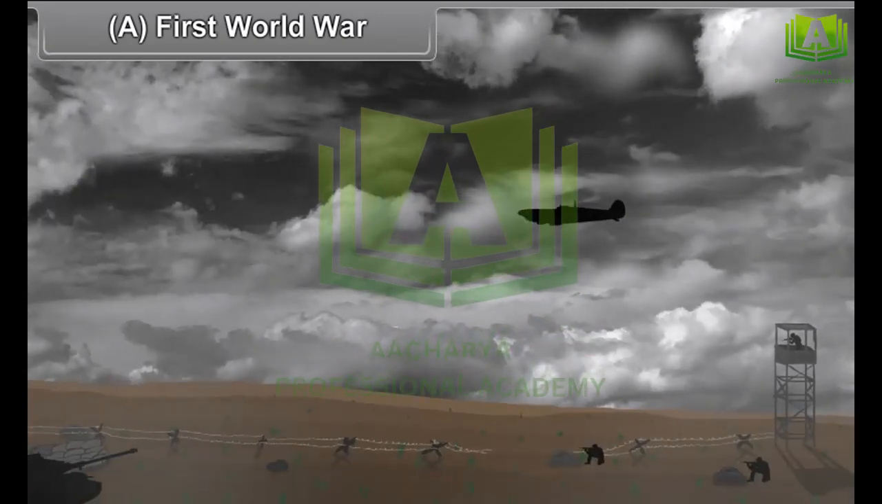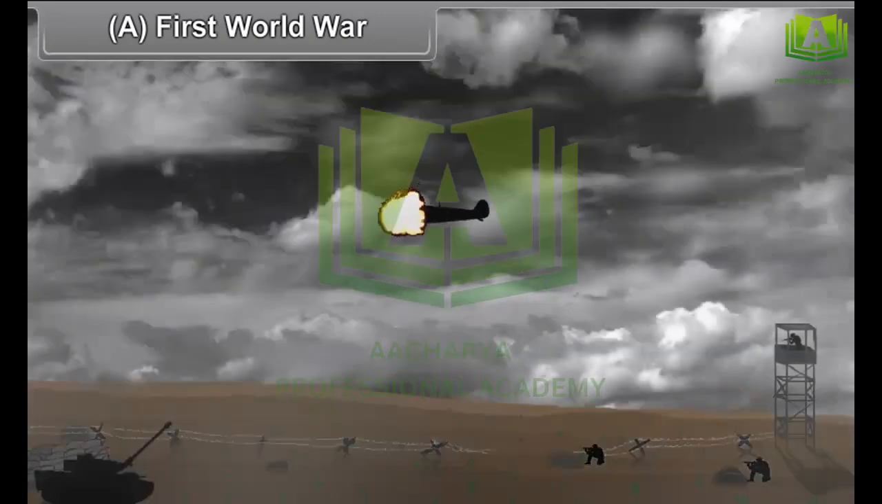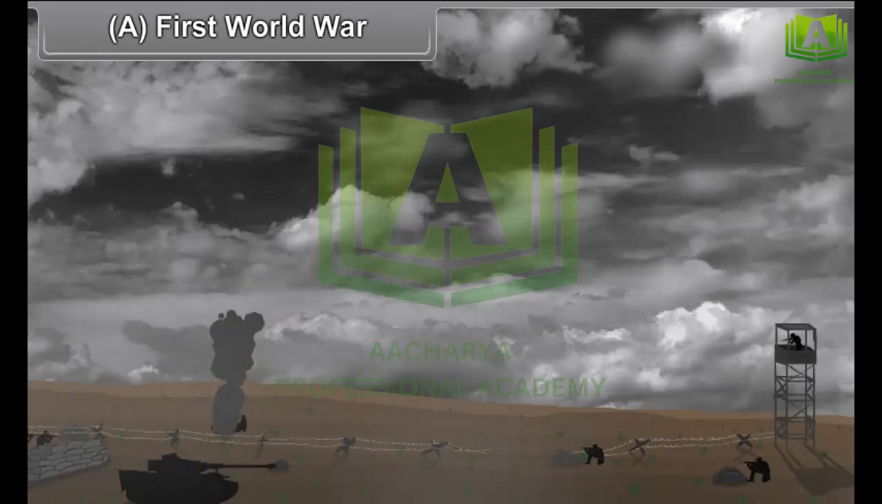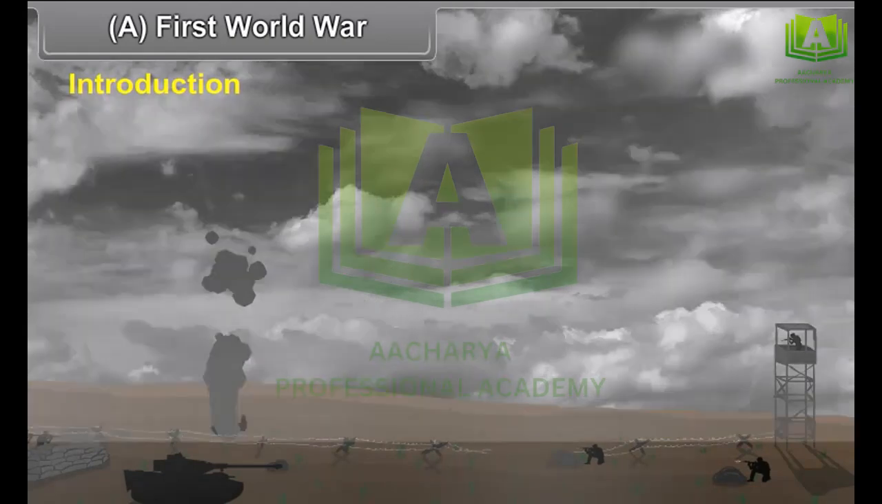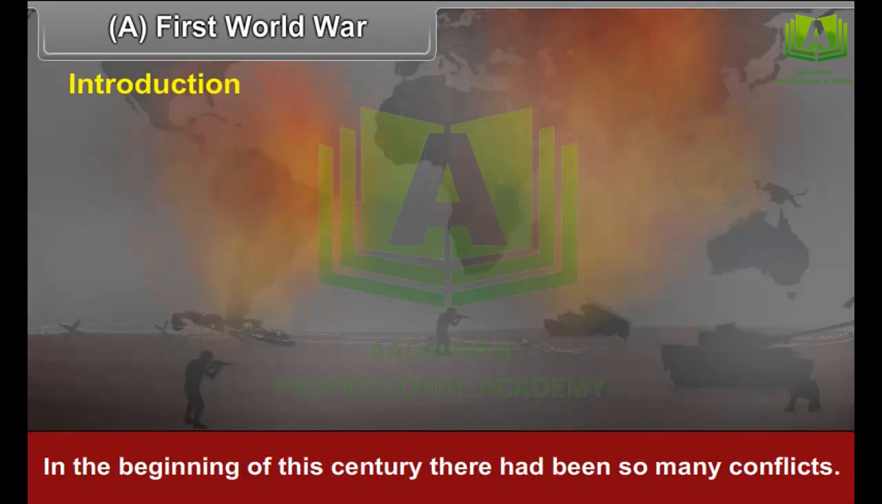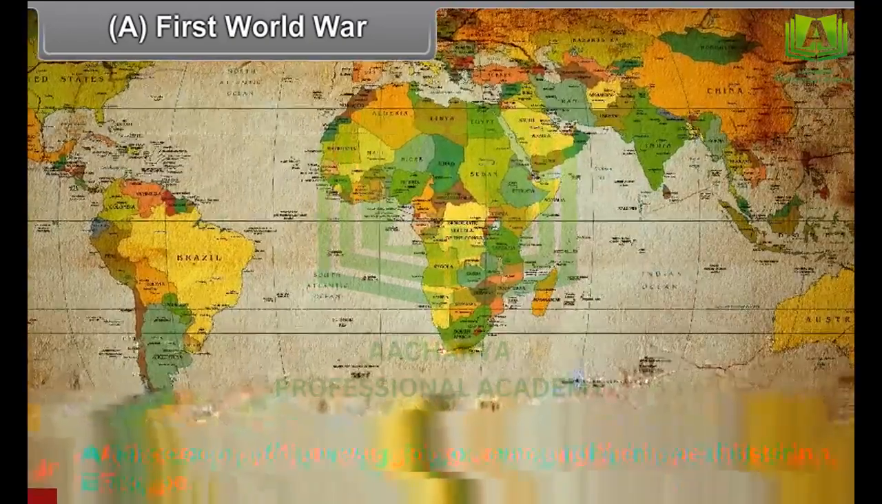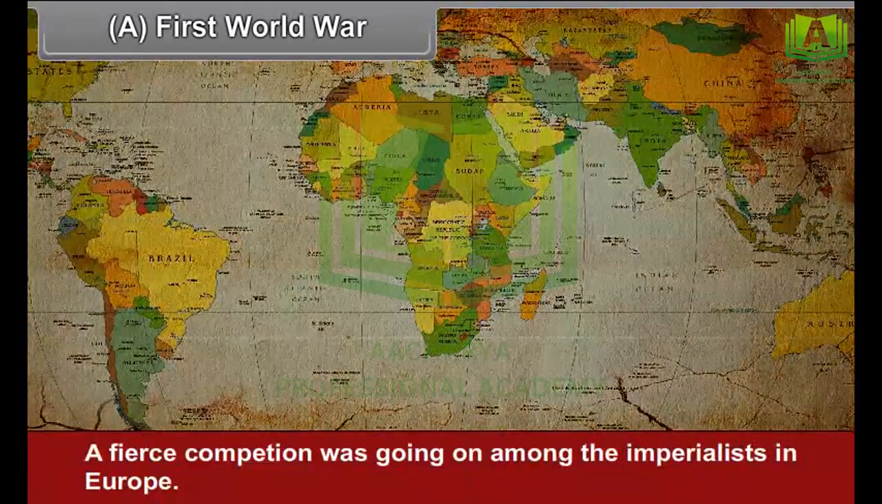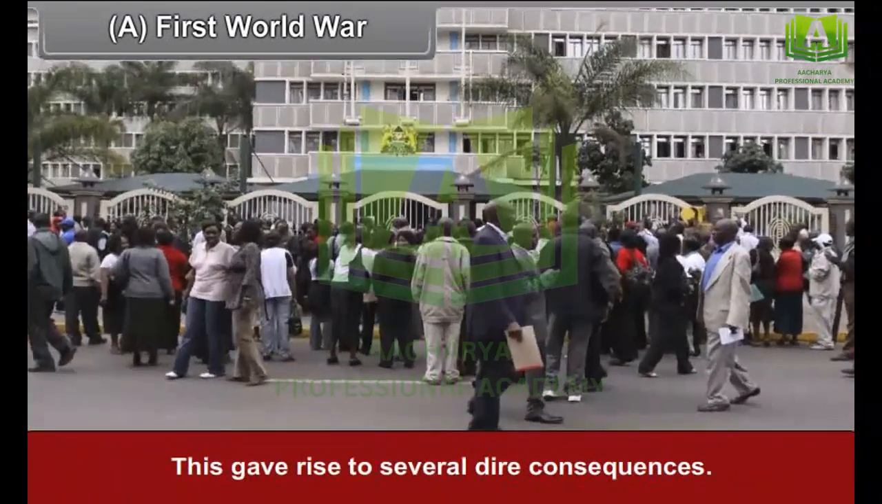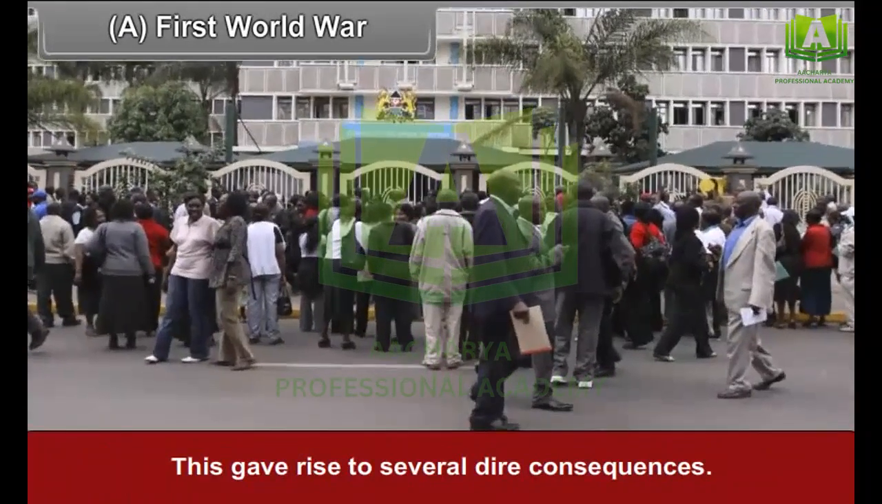Chapter 2: 20th Century, Age of Conflict. A. First World War. Introduction. The 20th century had been rife with very significant events. In the beginning of this century, there had been so many conflicts. A fierce competition was going on among the imperialists in Europe. This gave rise to several dire consequences.